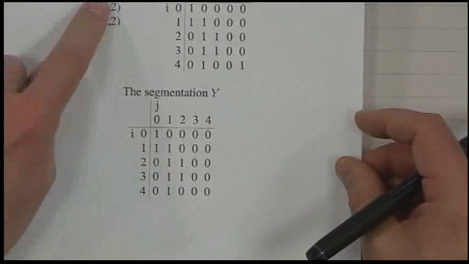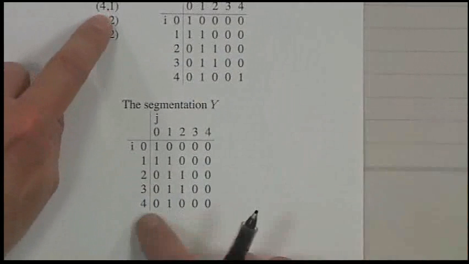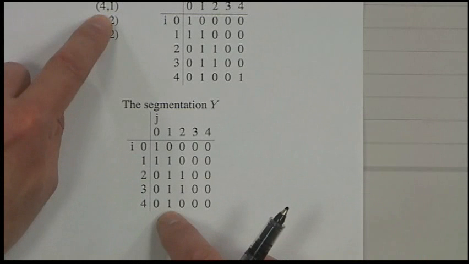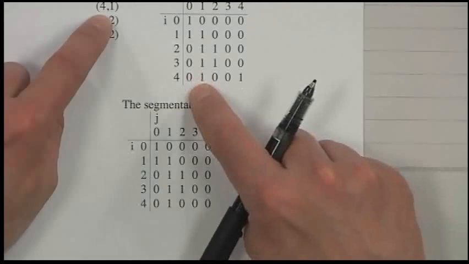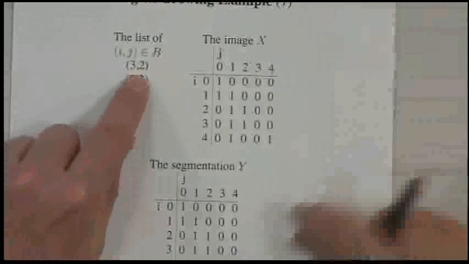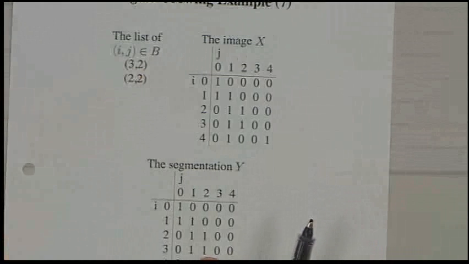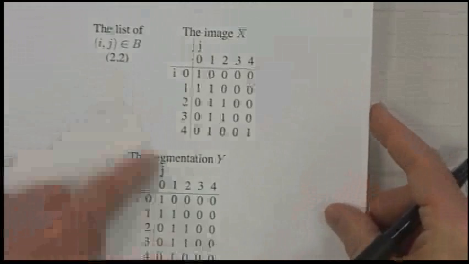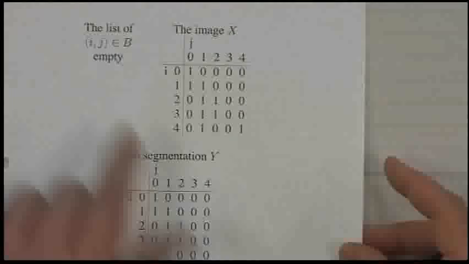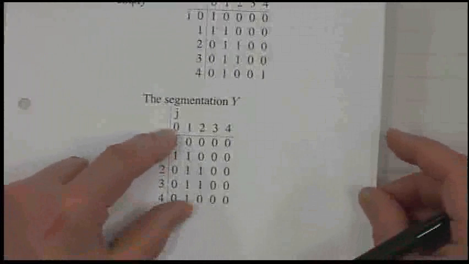And now what happens is you just start pulling things off the stack. If you look at 4, 1, it doesn't have any neighbors which are of the same type and unlabeled. So it just gets thrown away. And then you look at 3, 2, and same deal. There's nothing to add, so it gets removed. And then 2, 2, there's nothing to add there. So you're done. The stack is empty, and you've labeled that region with 1s.